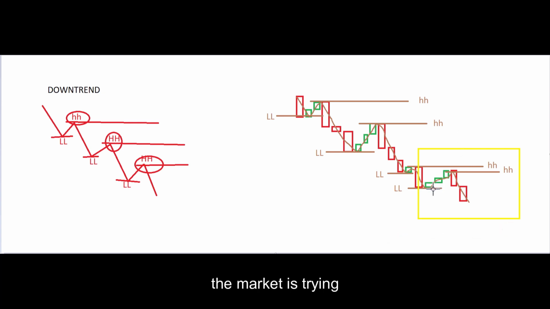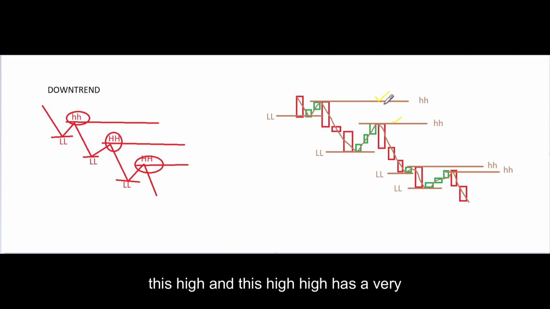The market is trying to go upward. The market is trying to create an uptrend. The market is trying to change its wave, to change this downtrend into an uptrend. When it happens, you will see the higher highs are getting closer. As you can see, this higher high and this higher high have a very good distance. This higher high and this higher high have a very good distance. But if you look closely, this higher high and this higher high are a bit closer.